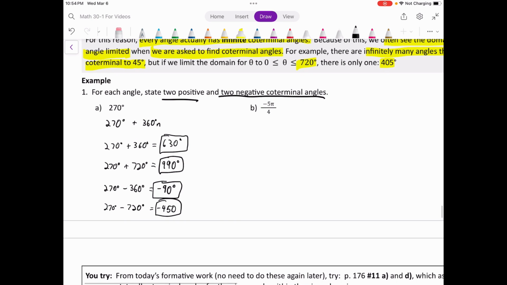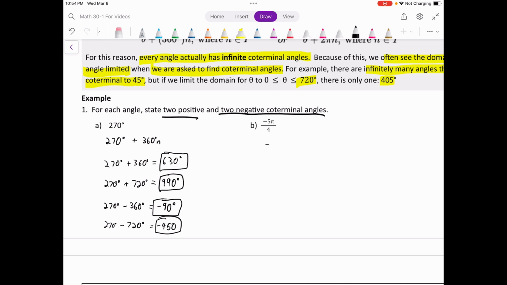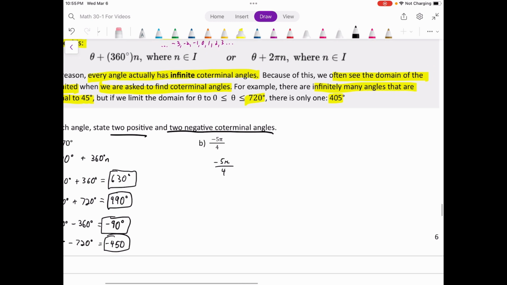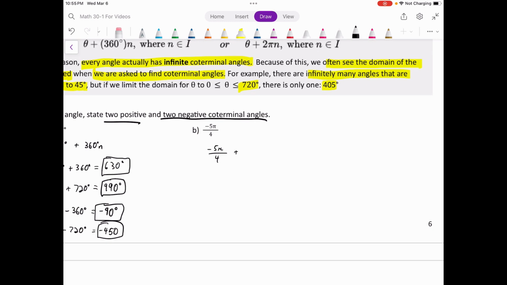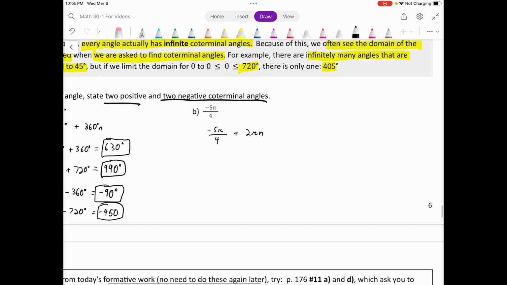All right, another one here just using radians, but we don't have to be scared of radians, right? What will be coterminal to this? Well, anything that's separated from it by a full rotation, by a full 2 pi. So we just need to take negative pi over 4 and add integer multiples of 2 pi. So n is an integer. Okay, so here we go.